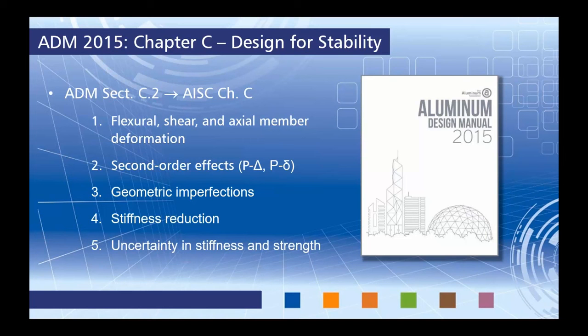Now, the other 3 requirements: geometric imperfections, stiffness reduction, and uncertainty in stiffness and strength. I'll go through those in more detail in a couple minutes.